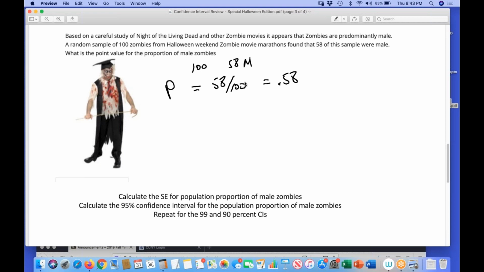The only problem with that p is that it's the population proportion, right? So how do I distinguish what my sample proportion is from what the population proportion is? That's what I really want to know, the population of all zombies, not the 100 that I happen to randomly select. So how am I going to distinguish the p for the population from the p for my sample? Well, with x, I just put a bar. You put a hat on it, a cap on it, right? So p cap represents the point value for our proportion.